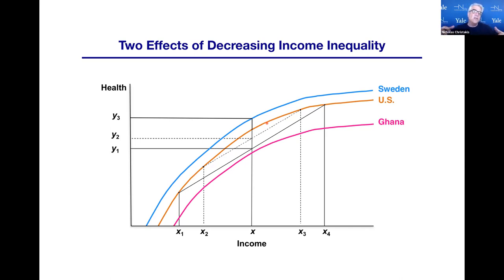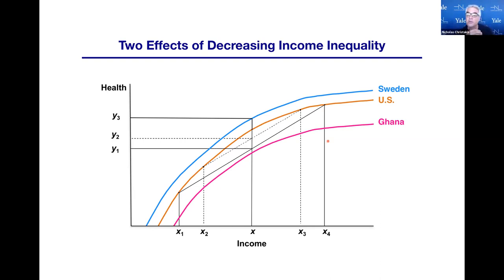Maybe there's something about living in a more equal society that's more salubrious, more health promoting. So this is the shifting the curve up idea. Or maybe something about living in a more unequal society makes everyone worse off, so that on any given income, you shift the curve down. Like Ghana, for any given income, your health might be worse in Ghana than in the United States because the society is more unequal. So it's not just about transferring wealth within the society. Something about those transfers could shift the whole curve, let's say, up or down.